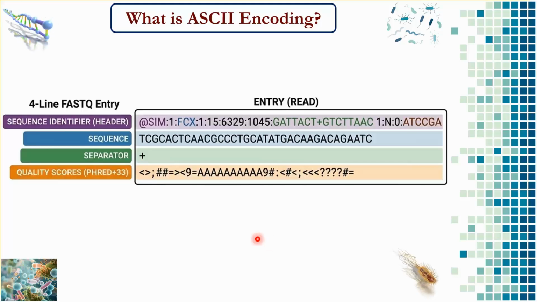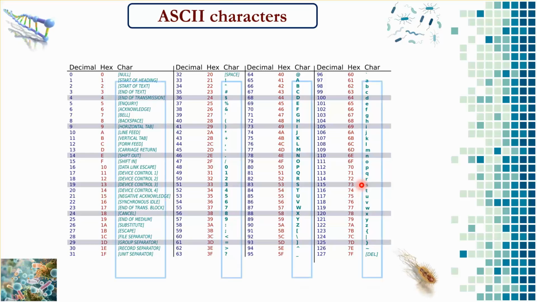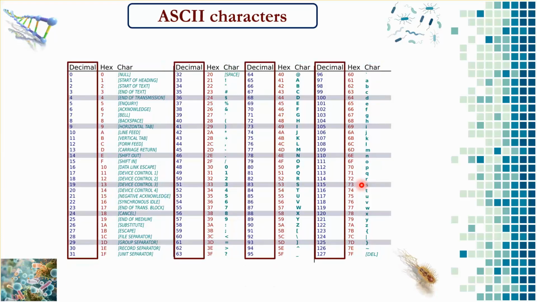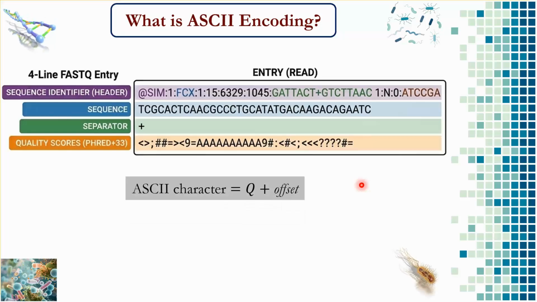Here we can see these are the ASCII characters in the fourth line of a FASTQ entry. ASCII is a standard encoding system where each character such as capital A, capital B or exclamation mark is assigned a numeric value or code. In this table, these columns represent the ASCII characters and the decimal columns show the numeric value or code corresponding to each character. Each quality character in FASTQ corresponds to a Phred score plus an offset. So the stored value is not the direct quality score. Instead, it is encoded like this: character equals quality score plus an offset. In other words, the ASCII character represents the quality score plus an offset value.